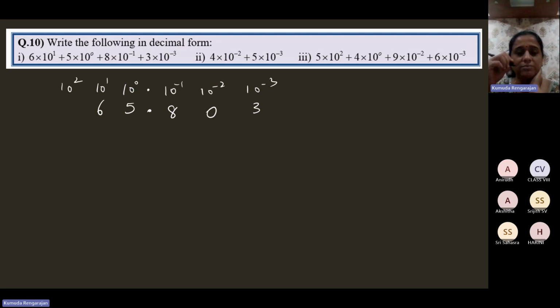If under a particular place value there is no digit, then it is 0. You should fill that emptiness with 0.